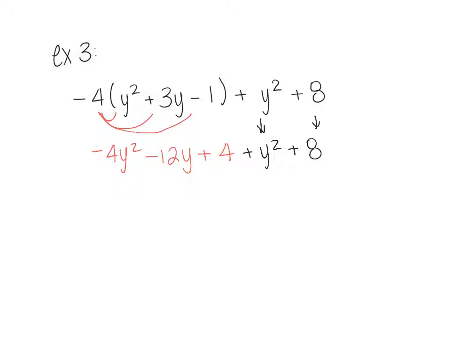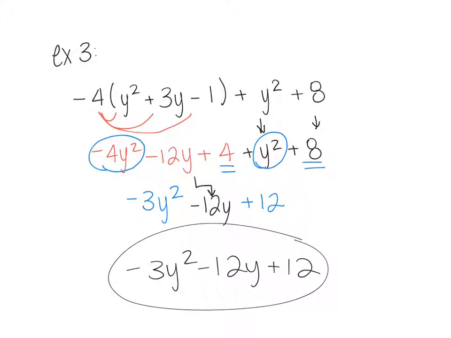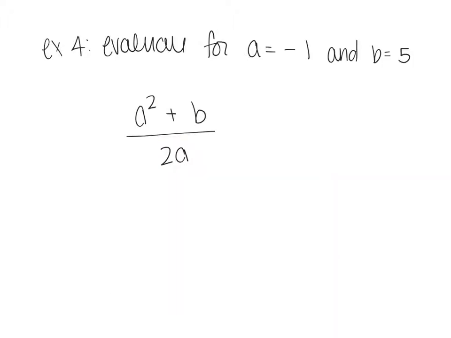Now I'm looking for like terms. I have negative 4y squared, positive y squared, so that's going to be negative 4 plus 1, which will be negative 3y squared. Negative 12y doesn't have a like term, so it's just going to fall down. And then 4 and 8 will combine to give me 12. So my final answer is negative 3y squared minus 12y plus 12. Leave it like that.